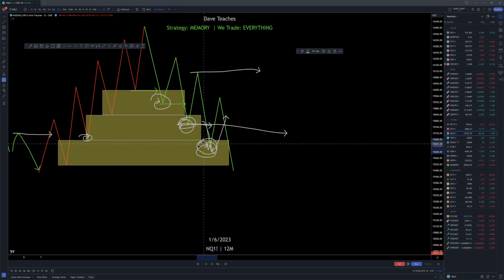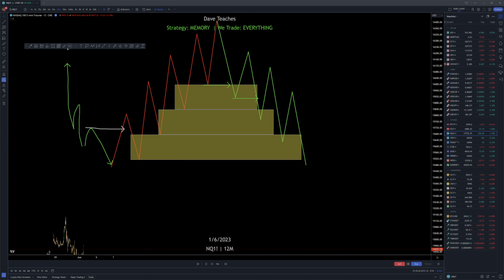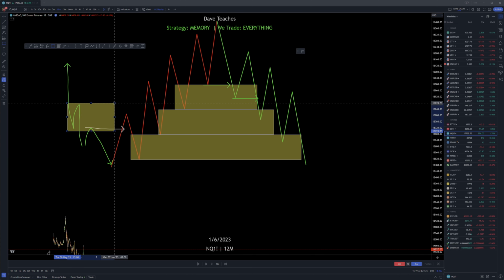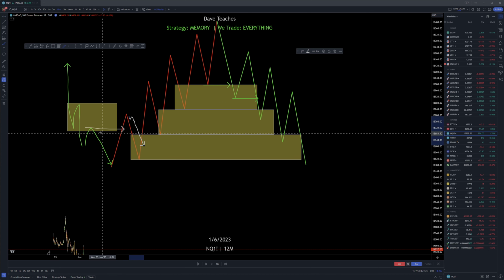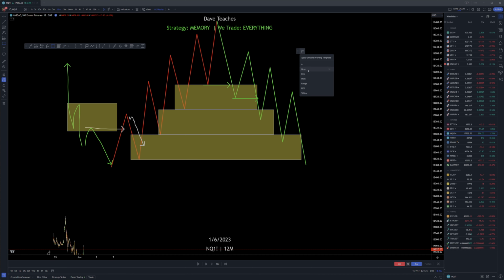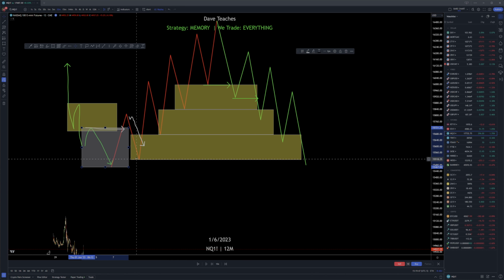The moves that initiate the pullback. Because then the moves that initiate the continuation happen from the zones, right? Happen from the zones. So likewise, when we flip up above like that, again, it's something up above here that it taps into to provide that move back into what? The previous range before it begins to trade up again.